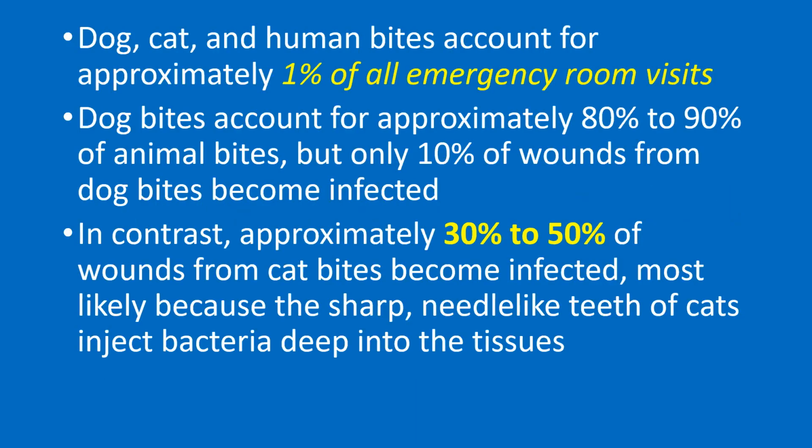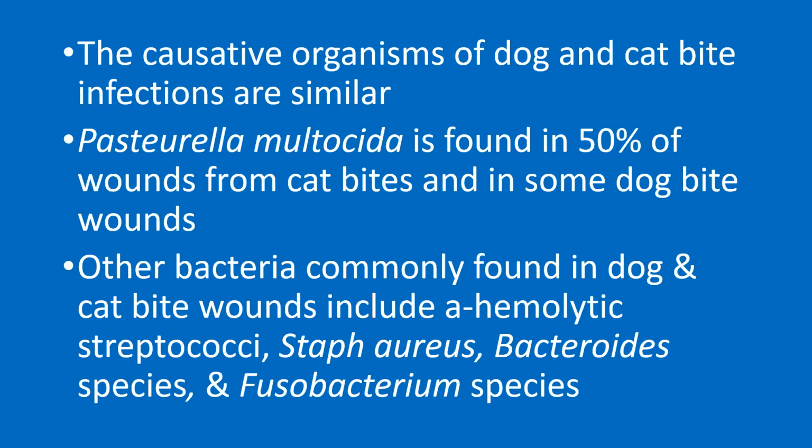Dog, cat, and human bites account for approximately 1% of all emergency room visits. Dog bites account for approximately 80 to 90% of animal bites, but only 10% of wounds from dog bites become infected. In contrast, cats inject bacteria deep into the tissues. The causative organisms of dog and cat bite infections are similar.